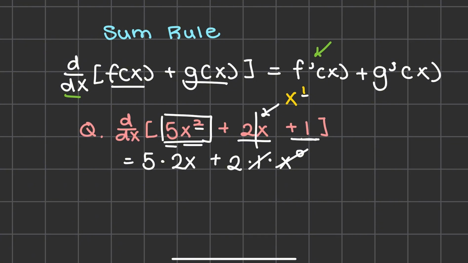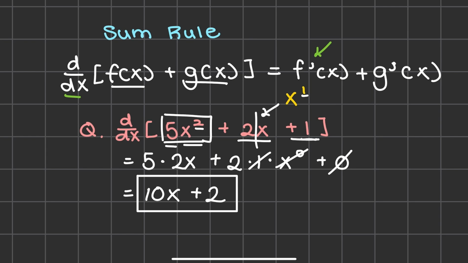And go back to the first rule we discussed, the constant rule says that any constant being derived is simply equal to 0. So plus 0, which we can once again cross out. So in this case, the answer will be equal to 10x plus 2. And that's the solution.